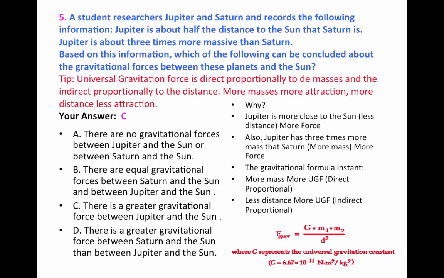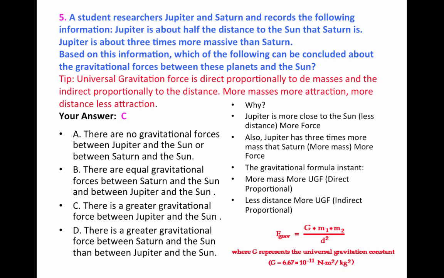My answer is C, because Jupiter has more mass than Saturn, and it has less distance to the Sun. Jupiter is closer to the Sun, less distance, more force. It is inversely proportional because the distance is inversely proportional.